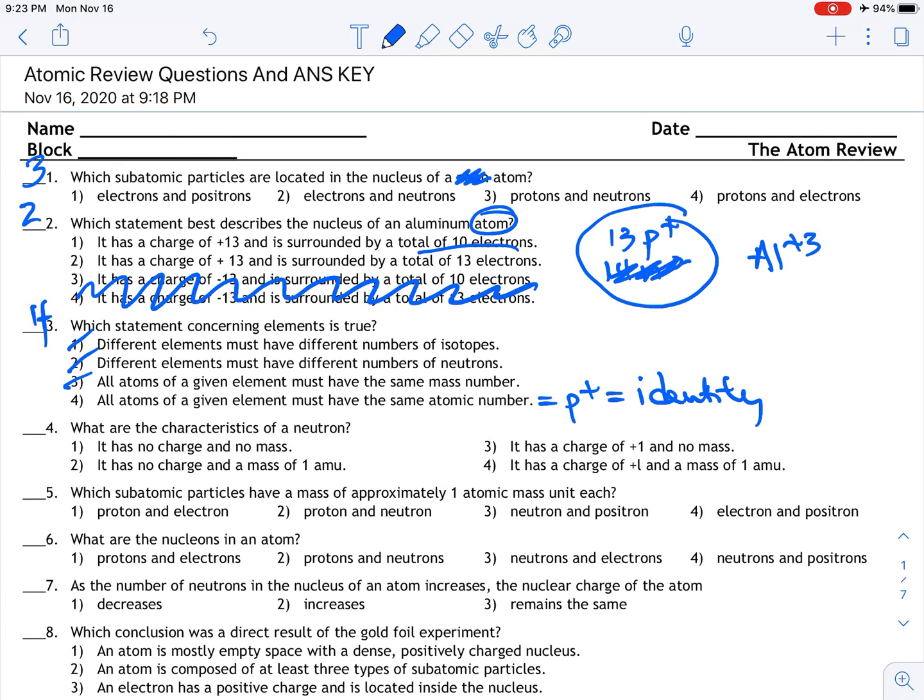What are the characteristics of a neutron? So this is table O. It has no charge and no mass. I don't agree with that. It has no charge and it does have a mass. So that is our answer.